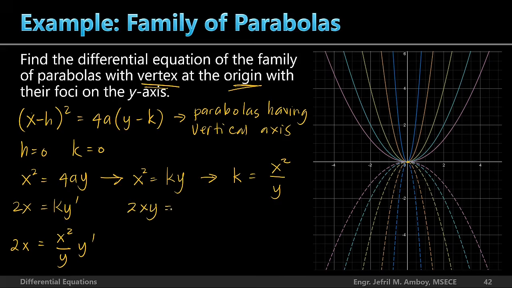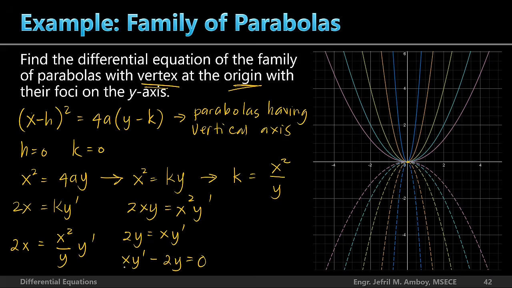Multiplying both sides by y, we will get 2xy equals x squared y prime. And here, we notice that x is a common factor. So we can divide both sides of the equation by x, and what will be left is 2y equals xy prime. So this is now my differential equation. Tapos na ang laban. Ano? Kung gusto mo, i-equate mo yan sa 0. Equate natin sa 0. xy prime minus 2y equals 0.